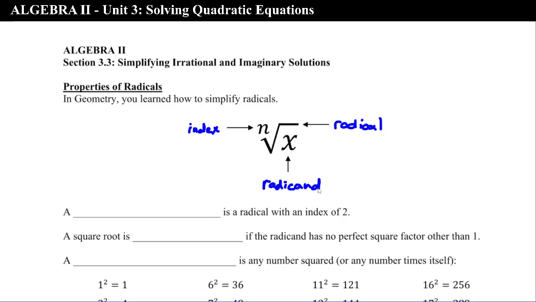Okay, so as we just stated, a square root is a radical with an index of 2. Most often, you will not see that number 2 written in as the index. It will just be understood that it is a square root. A square root is simplified if the radicand has no perfect square factor other than 1. A perfect square is a number that can be multiplied by itself. It's any number that is squared.